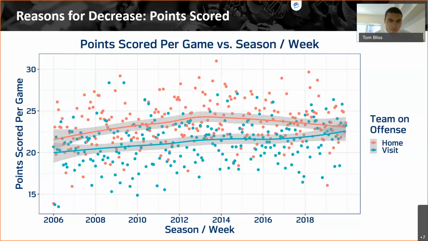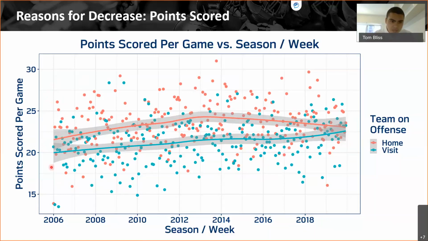So maybe to speak more to the graph, I'll jump right into it. Each dot here represents a season and a week, and the y-axis is points per game. So, for example, in 2006 week 2, the home team on average scored around 26 points per game. And these trend lines are best fit lines, average lines, smoother lines, just trying to pick up on average what it looks like.